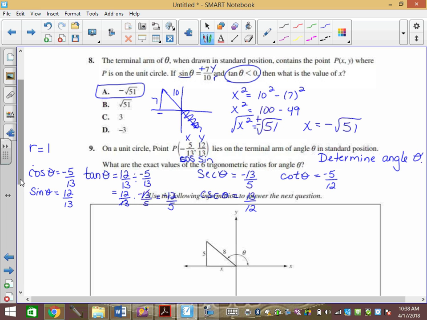What did I give you? I gave you cos theta and sine theta immediately. Did I not? Anytime I give you a unit circle point, I actually gave you cos theta equals negative 5 over 13, and sine theta equals 12 over 13. We agree? So I can just say theta equals cos inverse of negative or positive 5 over 13. Why positive? Because I want the reference angle.